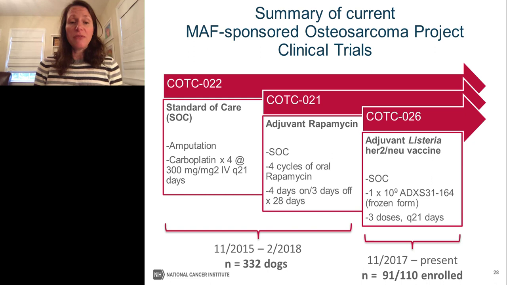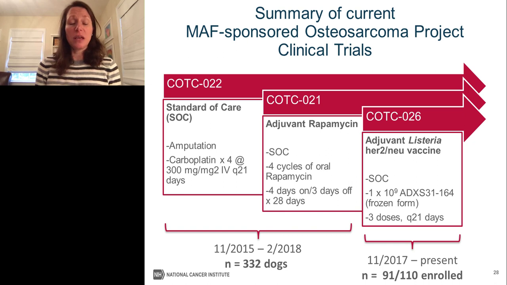This is the summary of current Morris Animal Foundation sponsored Osteosarcoma Project clinical trials. At the top, you see COTC 022, which is our standard of care arm. Standard of care in this schema is defined as amputation of the affected limb, followed by 4 doses of adjuvant carboplatin chemotherapy given at 3-week intervals.